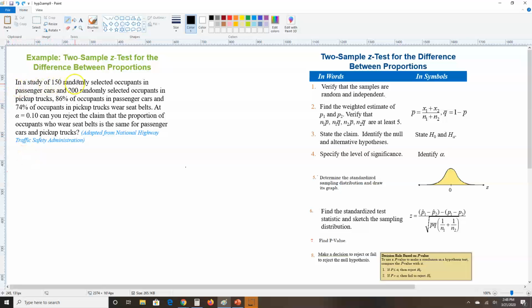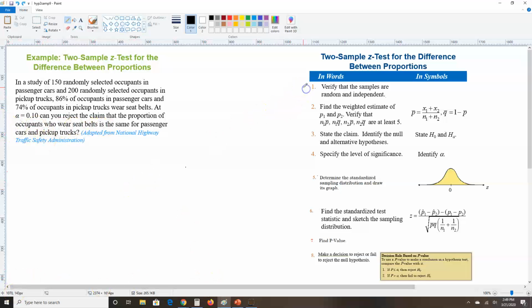In a study of 150 randomly selected occupants in passenger cars and 200 selected occupants in pickup trucks, 86% in passenger cars and 74% of occupants in pickup trucks wear seatbelts. At alpha equal 0.10, can you reject the claim that the proportion of occupants who wear seatbelts is the same for passenger cars and pickup trucks? So let's follow these steps, okay?